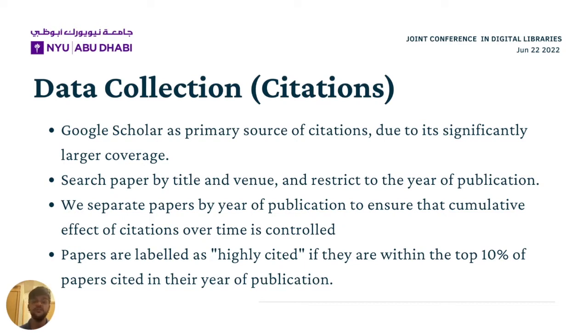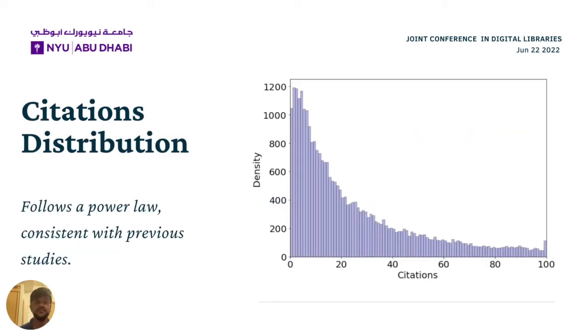Finally, we also label papers as highly cited if they are within the top 10% of papers by citation count in their year of publication. This will be used later on for things like classification and further analysis. But basically, we label a paper as highly cited or lowly cited. This is a citation distribution of all the papers in our dataset. As you can see, the distribution follows a power law, and it is consistent with previous studies of citation distribution.